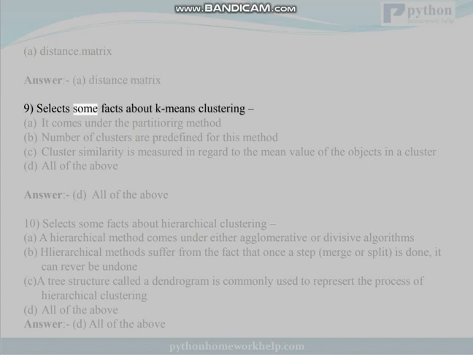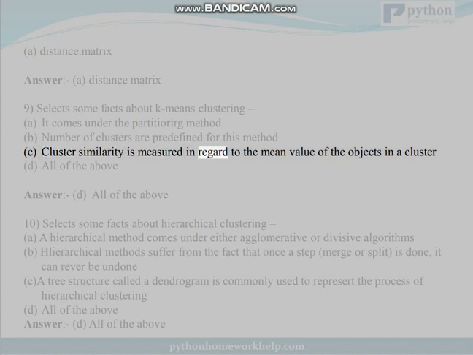9. Select some facts about k-means clustering. A. It comes under the partitioning method. B. The number of clusters is predefined for this method. C. Cluster similarity is measured in regard to the mean value of the objects in a cluster. D. All of the above. Answer: D. All of the above.